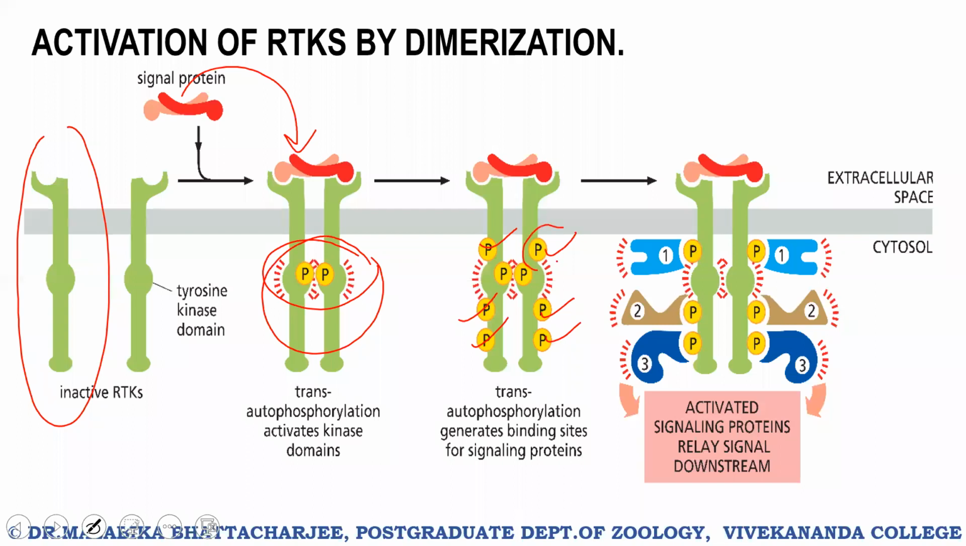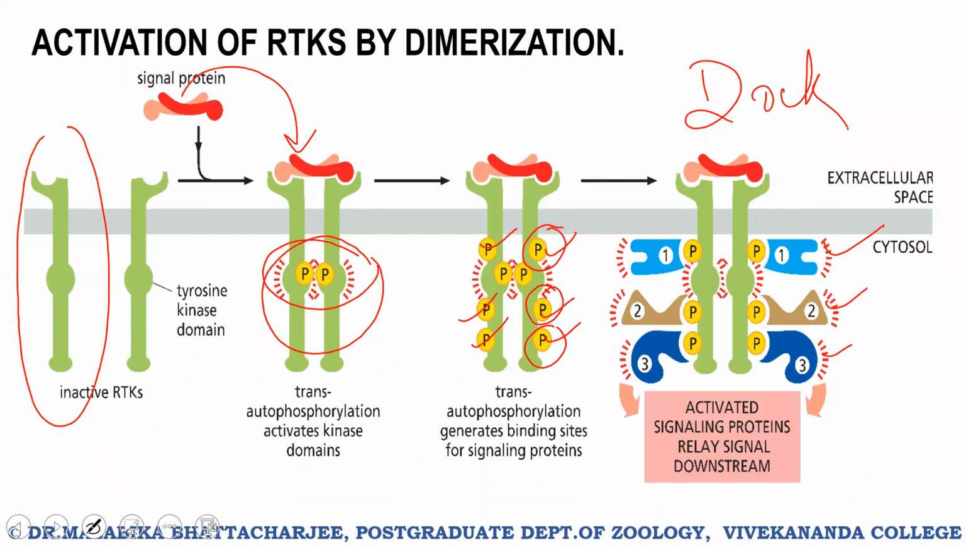Now, since we are having some tyrosine phosphorylation in other parts of the receptor, these sites act as docking sites for intracellular signaling proteins. So you can see that a number of signaling proteins, 1, 2, 3, are now being attracted to these sites and they dock on those sites. If you understand the word dock, the word dock is associated with harbor. Whenever there is a harbor, a ship can come and dock on the harbor, something like that.